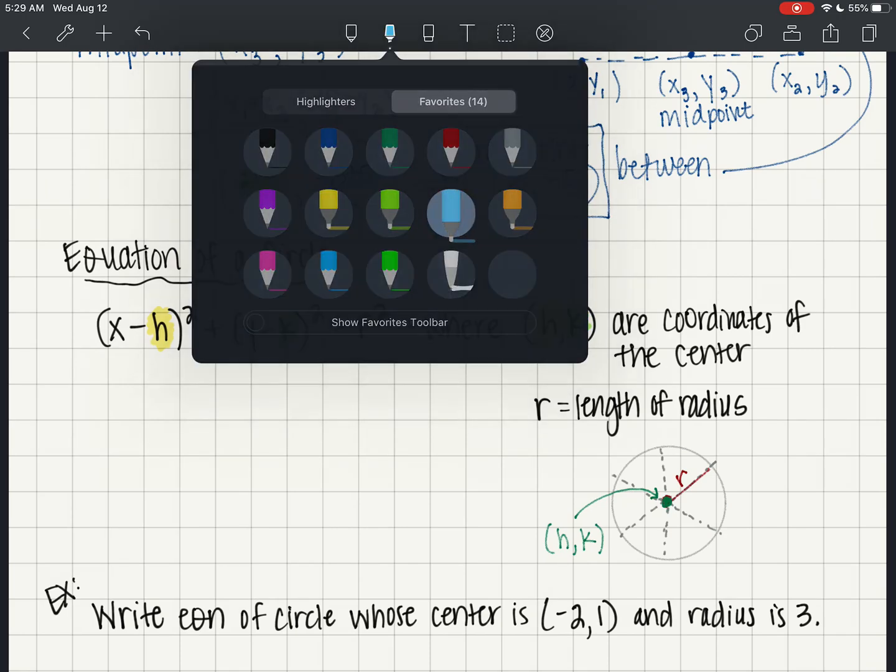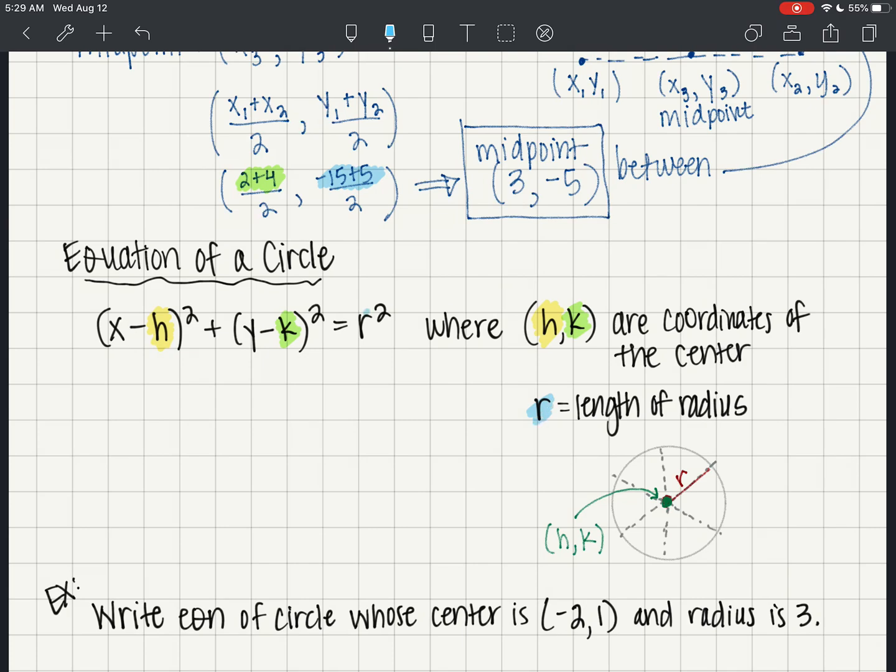And then we have r, the length of our radius. We're going to take that and we're going to square it. And this has everything to do with a squared plus b squared equals c squared. It's a pretty cool thing. Okay, so we've got x minus h quantity squared plus y minus k quantity squared equals r squared.